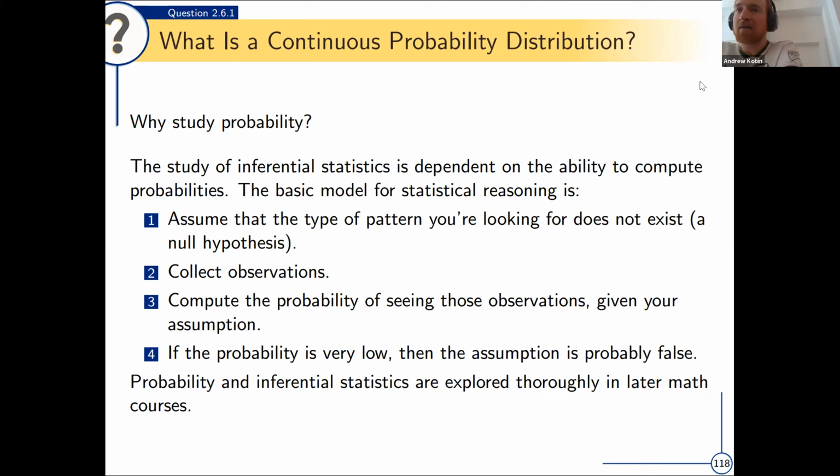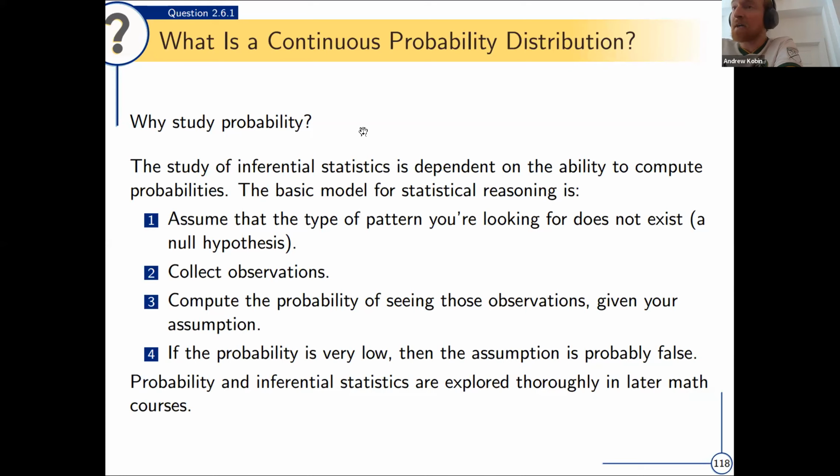So the basic model for performing this type of statistical analysis or inference is to first assume that the type of pattern that we're looking for does not exist. This is typically called the null hypothesis, and it goes something like this. So the null hypothesis might be that there are no students in this class over 6 feet tall. And if we're looking for students over 6 feet, and maybe this class is too small of a sample size, but we could say there are no students at Emory over 6 feet tall. The null hypothesis is the opposite of what we're actually looking for.